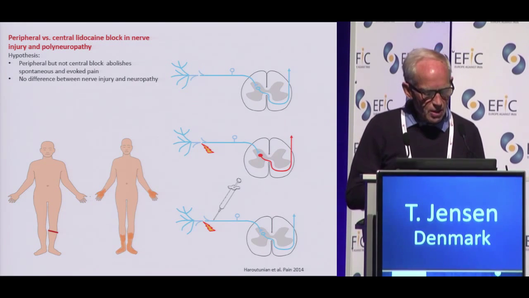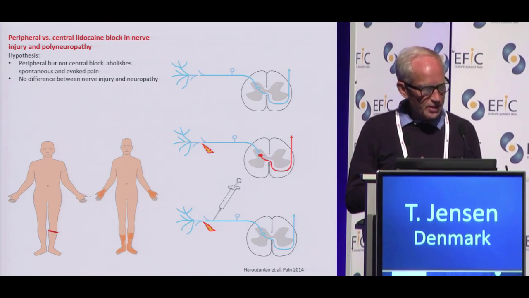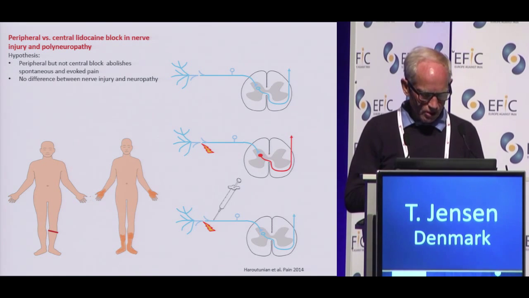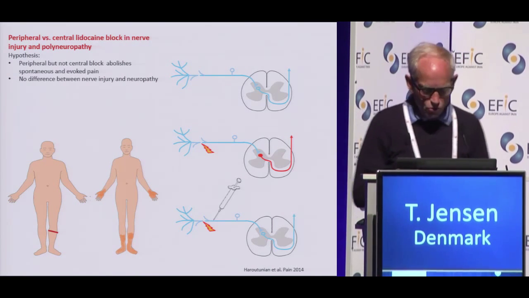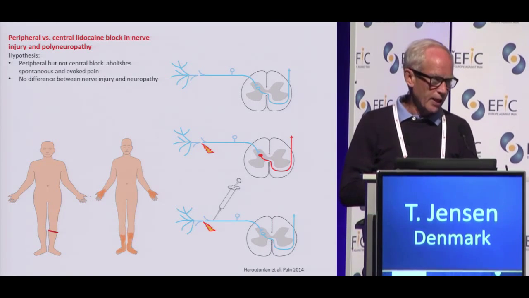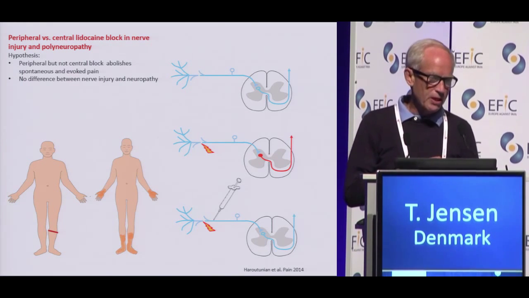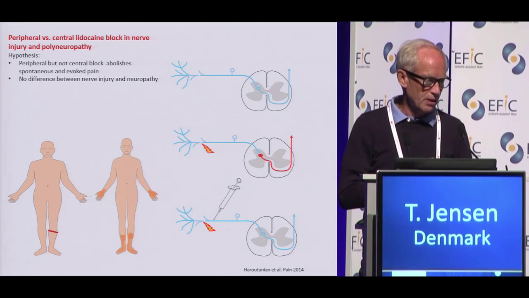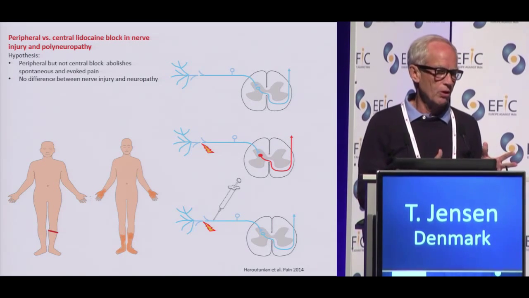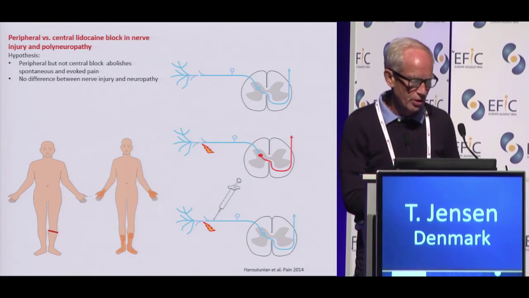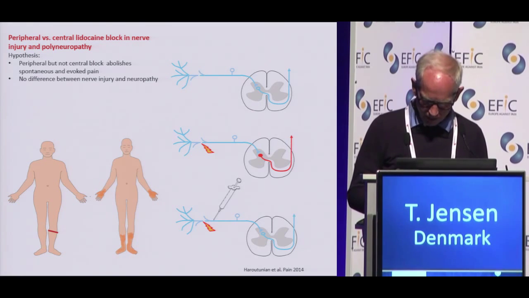So the hypothesis is that a peripheral but not a central block of lidocaine will in fact abolish spontaneous and evoked pain, with no difference between nerve injury and neuropathy. And we in fact addressed this in a small study last year, in which we looked at patients that have peripheral nerve injury and patients with polyneuropathy. And these patients went through two types of treatments in a randomized fashion. Both have a complete block of their affected nerves here in the periphery, or an IV infusion of lidocaine 5 milligrams per kilogram.